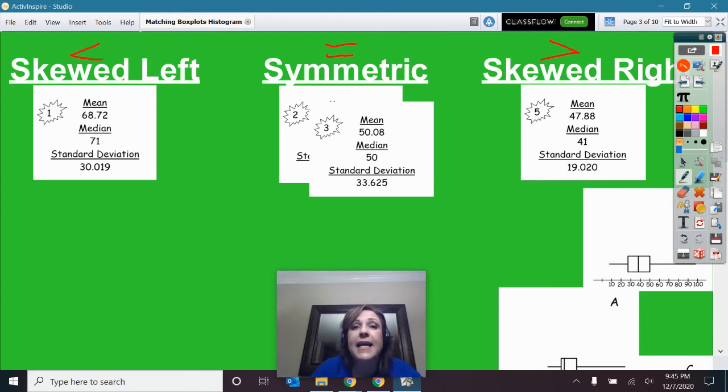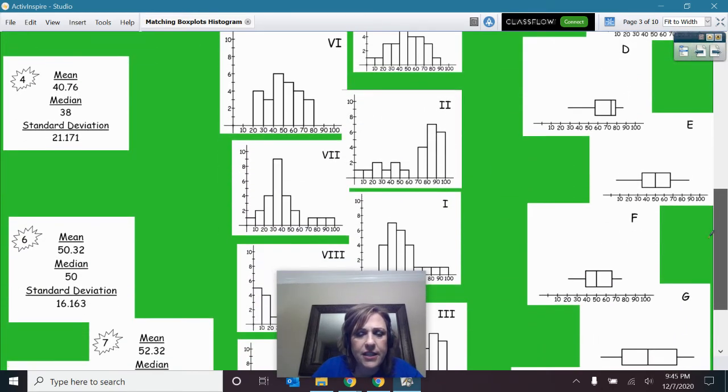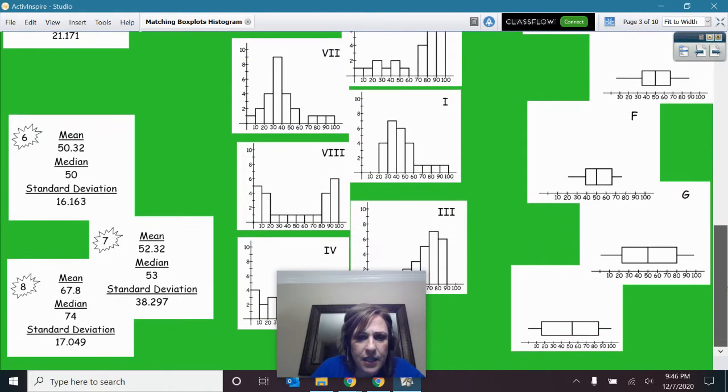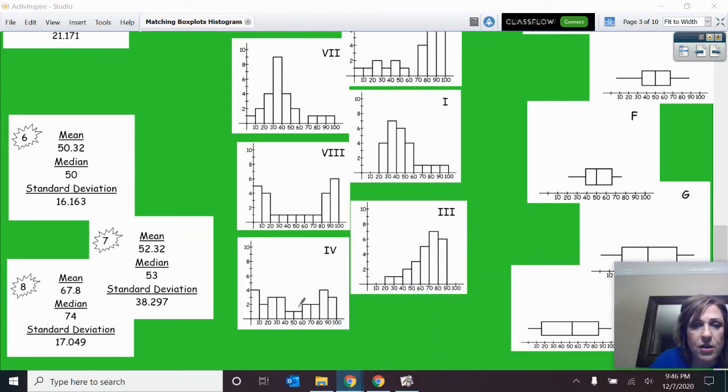Okay. All right. Now let's do the histograms and the box plots. So now let's sort those as skewed left, symmetric, and skewed right. If we take a look at the histograms, this is data that is not going to be perfectly symmetric, but it still could be considered a more symmetric item. So take a look here. For example, look at this card here and this card here, 4 and Roman numeral 8. Those are not perfectly symmetric, but they're somewhat symmetric. So those are going to be in the symmetric pile.